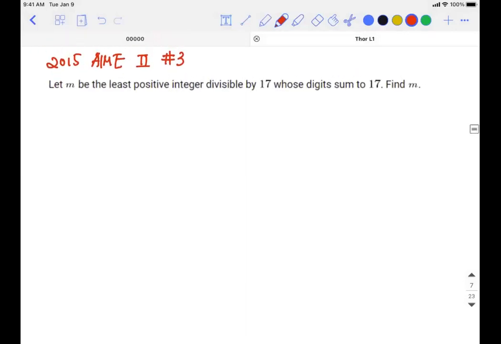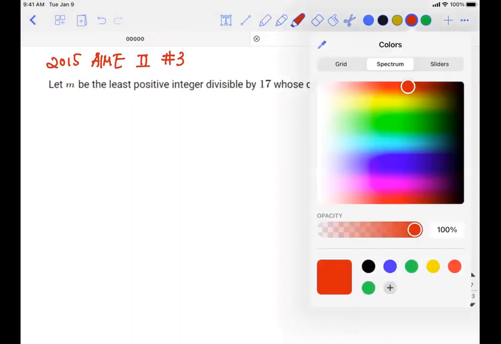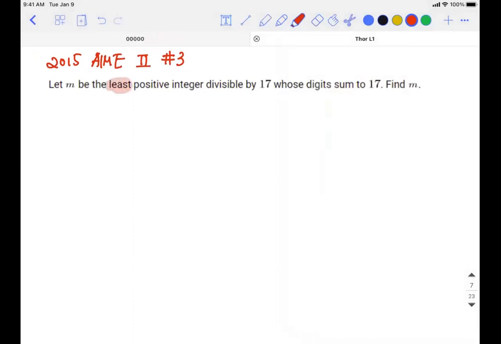Let n be the least positive integer divisible by 17, and whose digit sum equals 17. Tell me what the value of n is. Let's try to highlight: the least positive integer, divisible by 17, and whose digit sum equals 17.